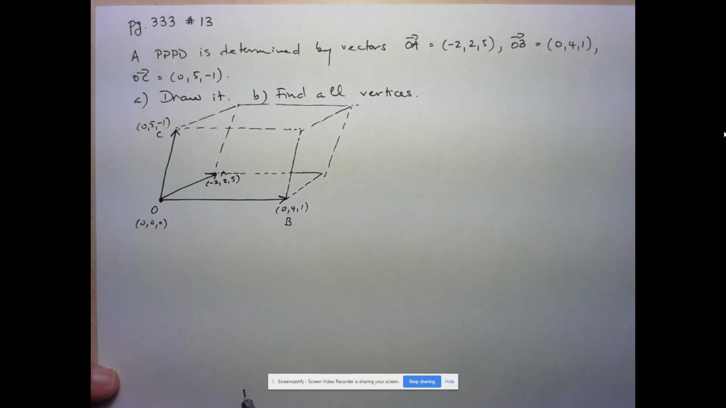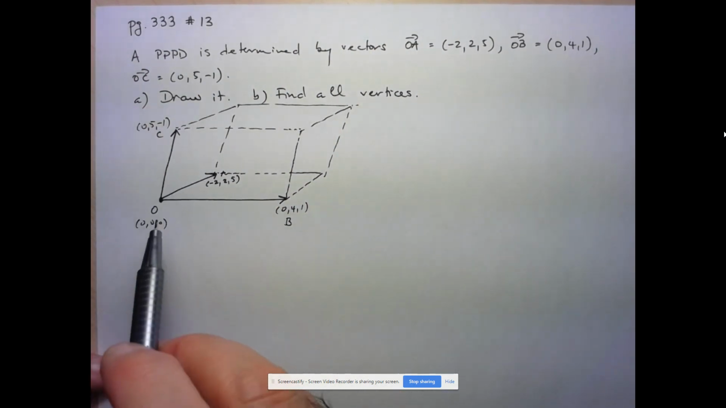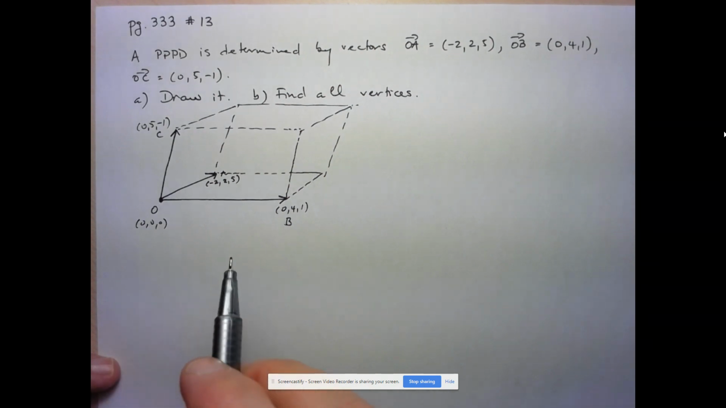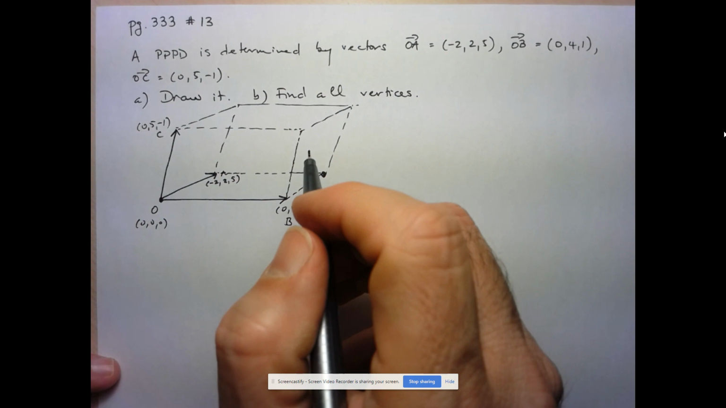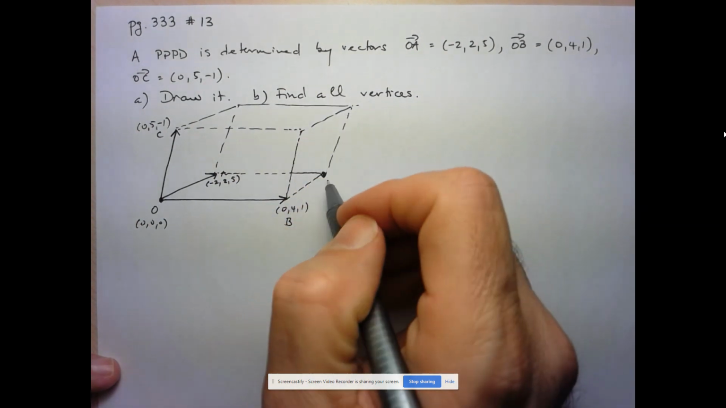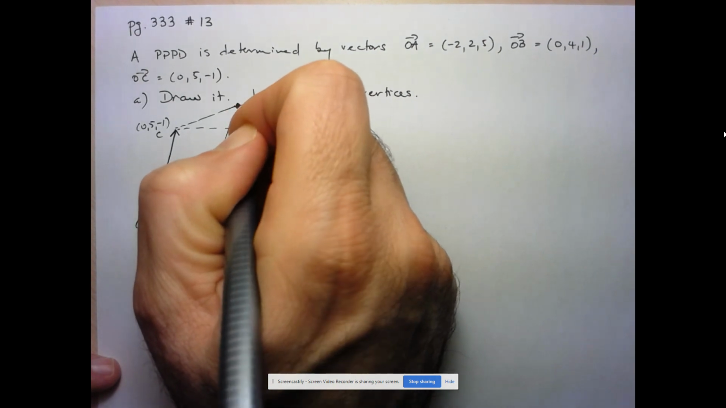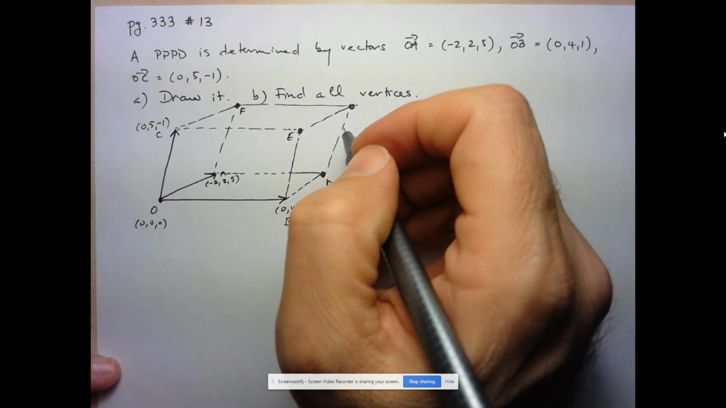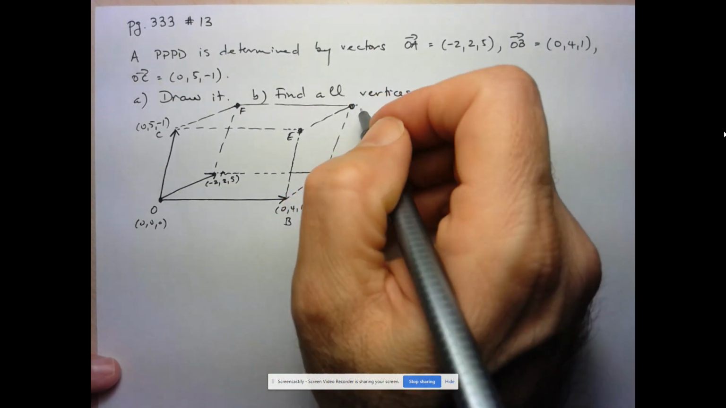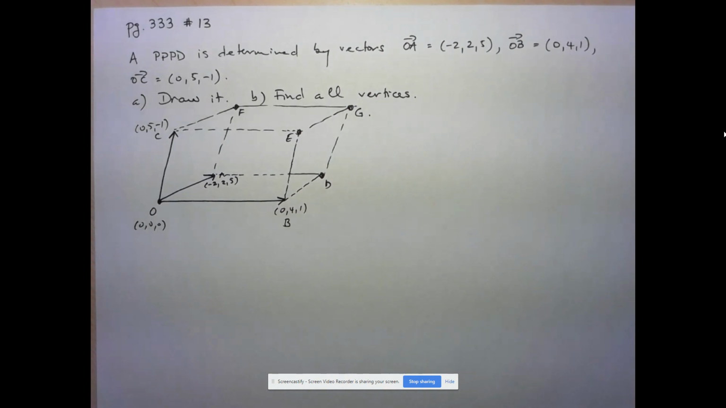We already have four of the vertices: 0, 0, 0, and the endpoints of those three vectors. So let's give names to these other points. We already have O, A, B, C, so we'll call this D, we'll call this E, we'll call this F, and then we'll call this G.